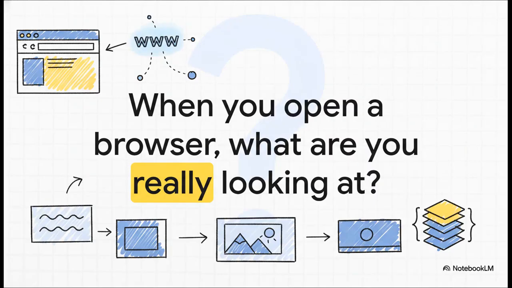So let's really think about this for a second. You open up your browser, right? A page loads, you see text, images, some buttons. But if you ever just stopped and asked, what is that? Like, what are you really looking at? What is your browser actually seeing to create this thing on your screen?